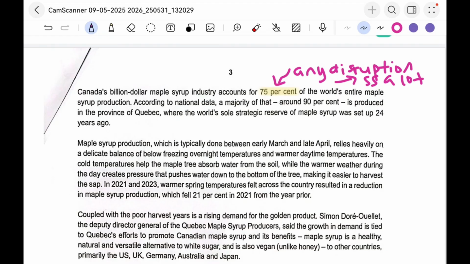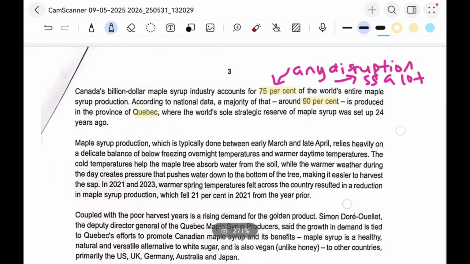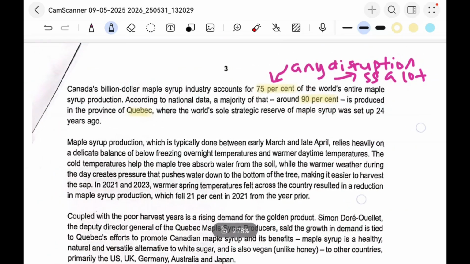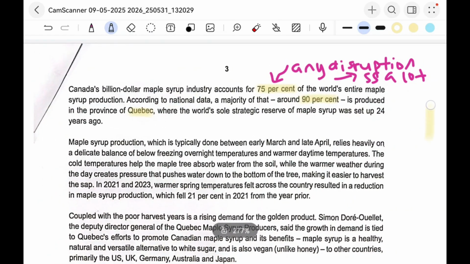Okay. Then according to national data, a majority, 90%, is produced in the province of Quebec, where the world's sole strategic reserve is set up. Okay, this one also important because I'm not worried where it is produced. It's more of I want to know the impact on supply.